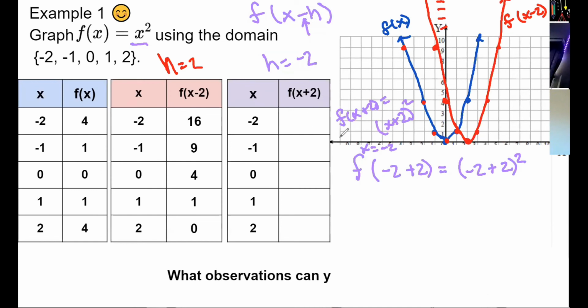All right, so let me go ahead and now continue to solve. So we have f, let's see, negative 2 plus 2 gives us 0. So we have negative 2 plus 2, again, 0. And 0 squared here in this case would be 0.